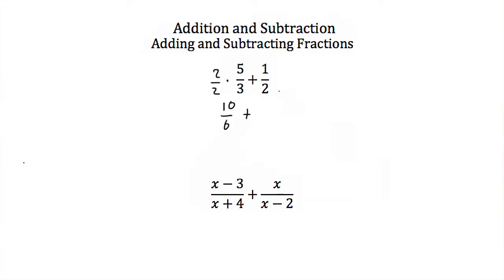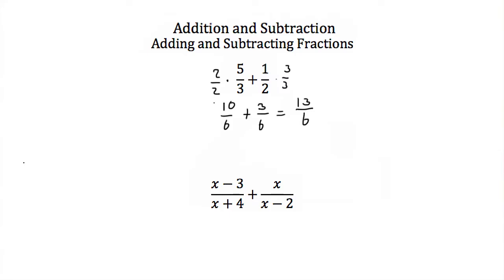Then I would add that to 1/2, but I need 1/2 to have a denominator of 6, so I would multiply that by 3 over 3. And then I would end up with 3/6. Now when I add these together, I end up with 13/6. So 5/3 plus 1/2 is 13/6.